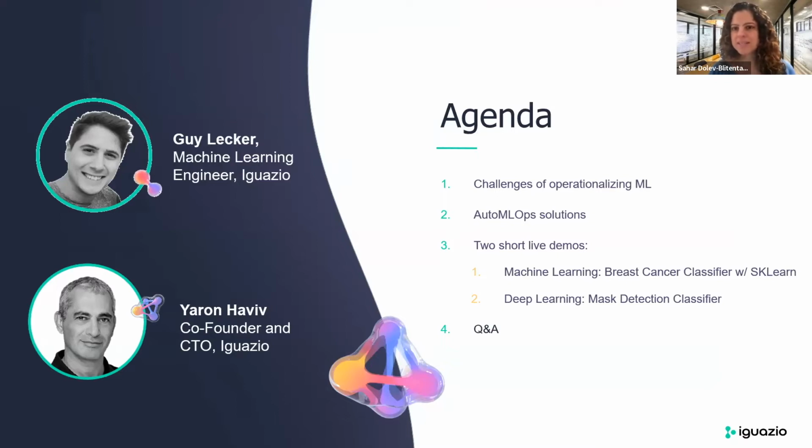They're going to be discussing the challenges of operationalizing machine learning, what it means to move from AutoML to AutoMLOps, how to automate different data engineering tasks to make the whole data science process more efficient and more effective for your data science team. They're also going to be showing two short live demos. One is a machine learning use case. It's a breast cancer classifier with sklearn. And the second is a deep learning use case. It's a mass detection classifier.